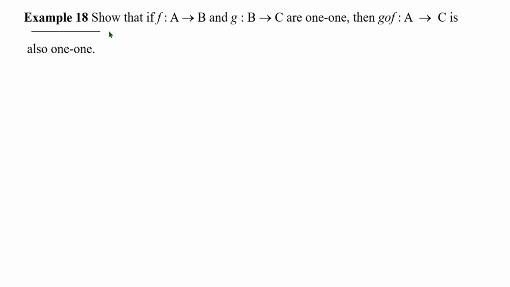Next question: show that if f from A to B and g from B to C are 1 to 1, then g of f from A to C is also 1 to 1. So it is given that the function f from the set A to the set B and the function g from the set B to the set C are 1 to 1. We have to show that the composition g of f from the set A to the set C is also 1 to 1.